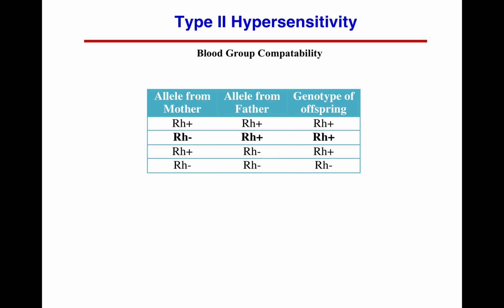For RH factors, this is another antigen on the surface of blood. It's very similar: if you have an RH positive mother or father, you're RH positive. RH negative on the mother, RH positive father, you're RH positive, and again, you're only RH negative if both parents are RH negative. So again, if everything was equal, more people would be RH positive than RH negative.